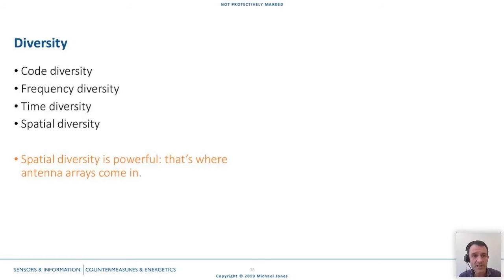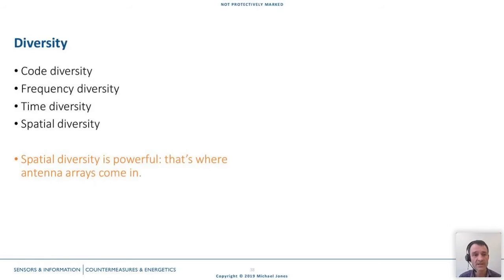So that's code diversity. Frequency diversity we've just looked at, which is exploiting different frequencies of interest. If you're being jammed on one frequency, then let's use a different frequency if we can. Time diversity is a bit more subtle, and that tends to come in when you've got complex jammers like pulse jammers, which are going on and off with time, and we can perhaps do some pulse blanking. And the last one is spatial diversity.